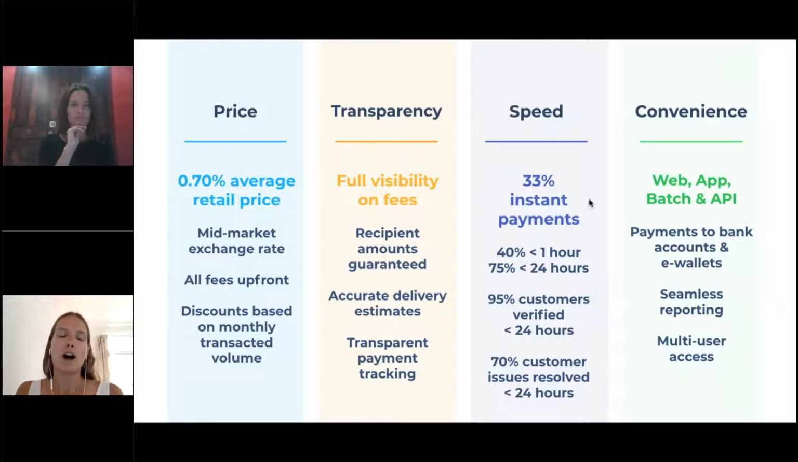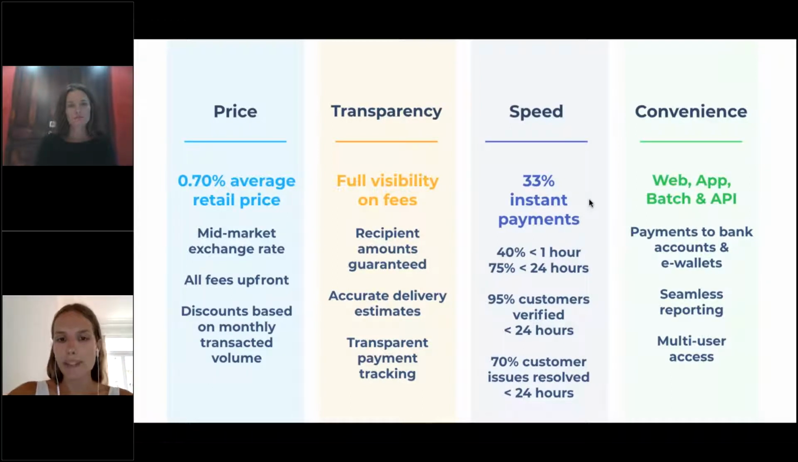So currently, our price is 0.70% of a payment. We only use the mid-market exchange rate. That means that there's no extra hidden fee that is taken when you make a payment with Transferwise. All of the fees that will be involved in the payment process are clearly stated up front. There's no bad surprises. And then we're also developing discounts that are based on the monthly transacted volume of a customer. That will be live in product early Q4, so we can tell you more about that when we get there.